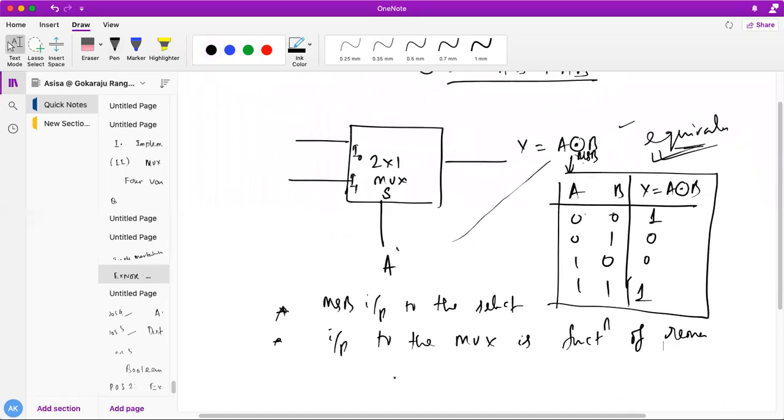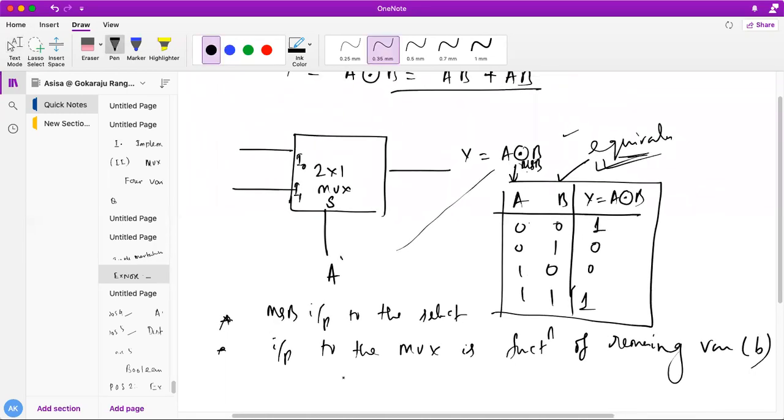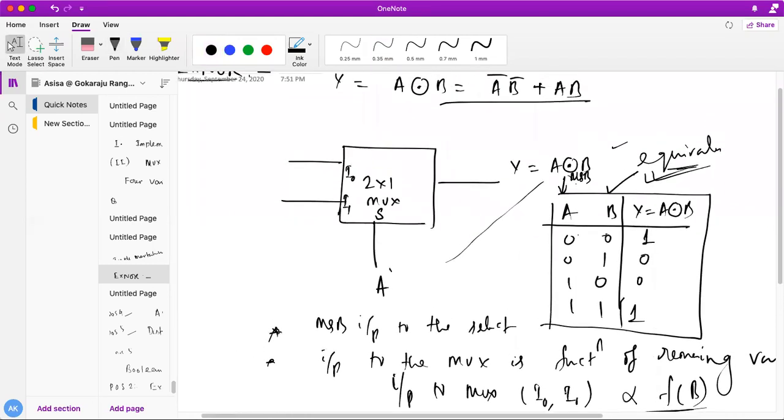So what is the remaining variable over here, students? The remaining variable is B. Okay, so you have to find the inputs to the mux, which are nothing else but I0 and I1. I have to find them in terms of the remaining variable B. Your I0 and I1 must be in terms of B, 0, or 1, these three values only. Okay, do you all understand?